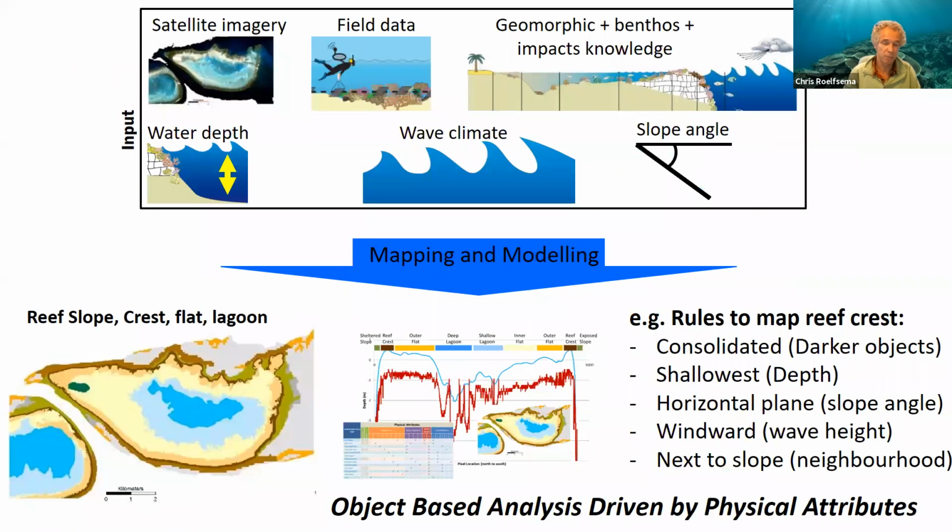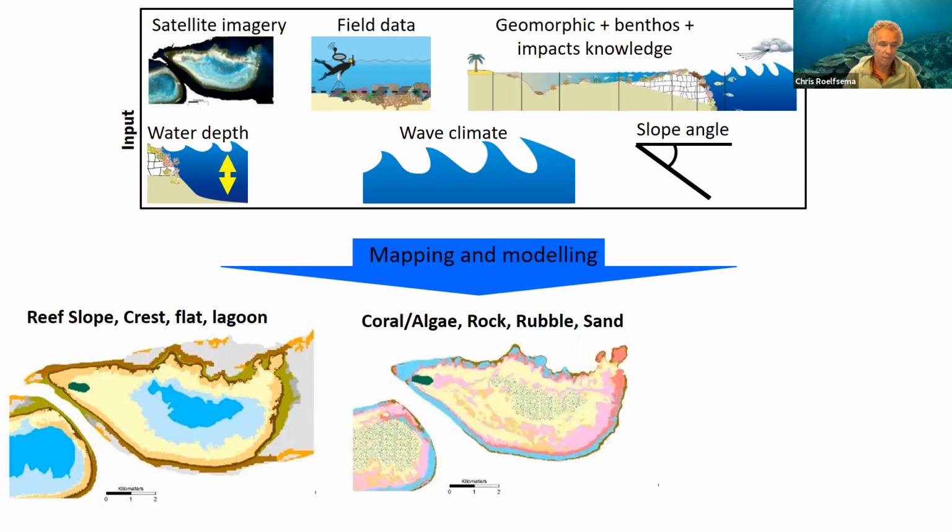So that information we can use to create these rules, that you look at, for instance, consolidation, the depth, the horizontal, if it's flat or sloping, windward part, if it's a lot of wave energy or less, or the neighborhood relationships. We can use that as well in the coral. Once we have a geomorphic map, we can use it as well to help creating a benthic map.